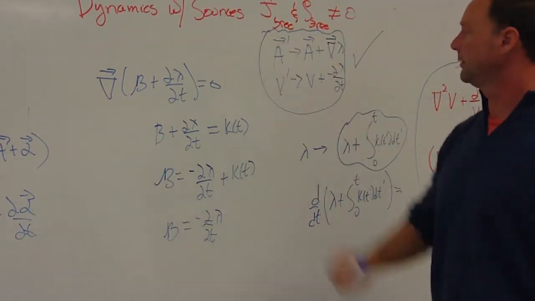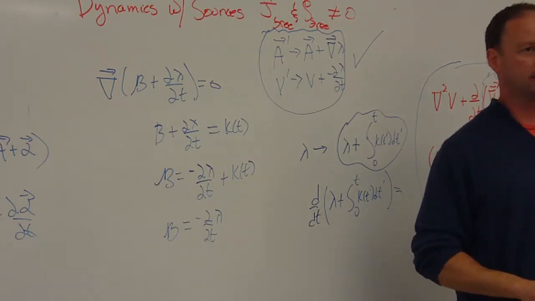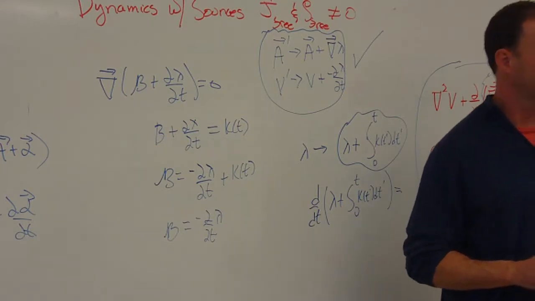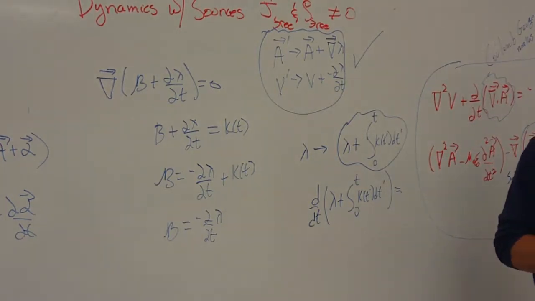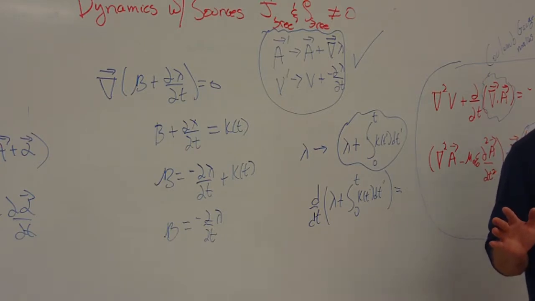Okay, so what does this mean? Look at that and tell me what it means in words. What is lambda? Any function. Any function, right? So you can add any function to the vector or scalar potential, and it's not going to change.